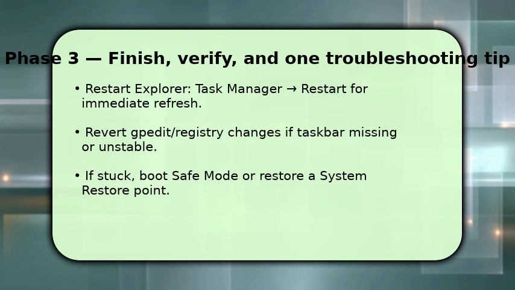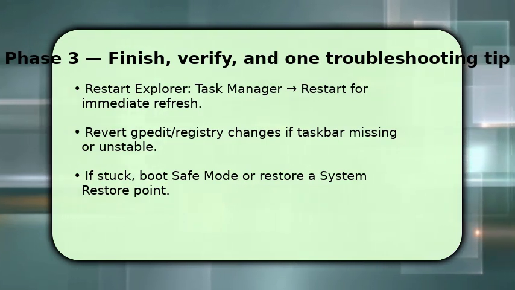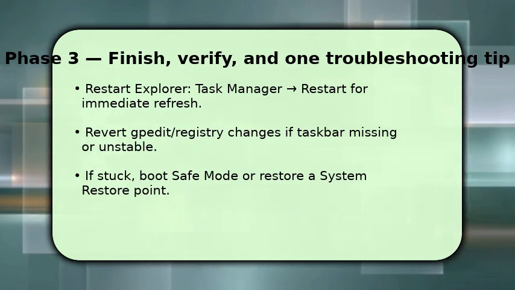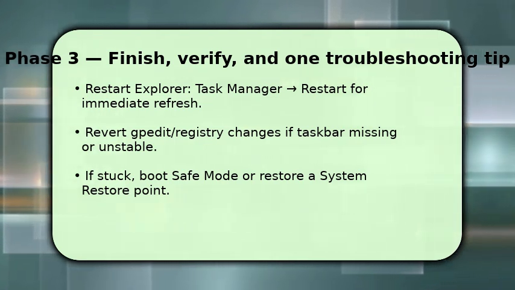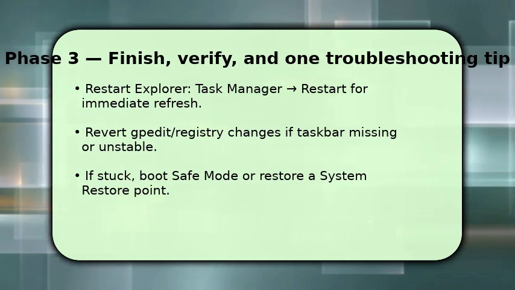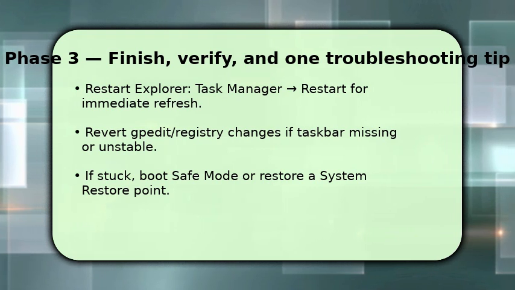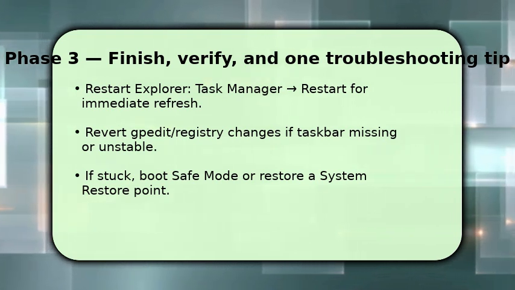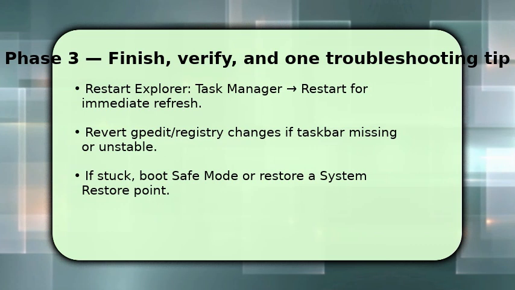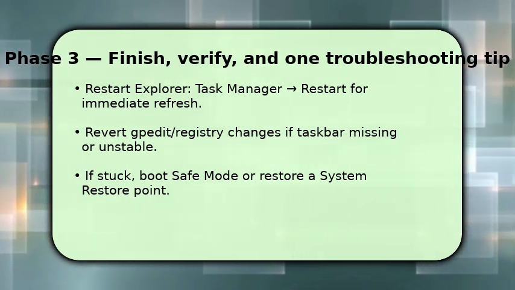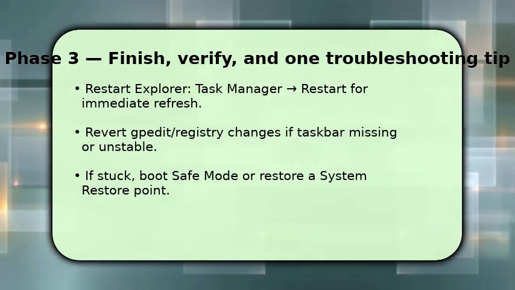To finish, restart explorer.exe from Task Manager so your changes apply immediately. This resolves many redraw glitches. If the taskbar is missing or unstable after advanced edits, revert the group policy or registry entries you changed. That's the usual fix. Make sure to restore your backup if you created one. If problems persist, boot into safe mode to undo changes or use a system restore point.